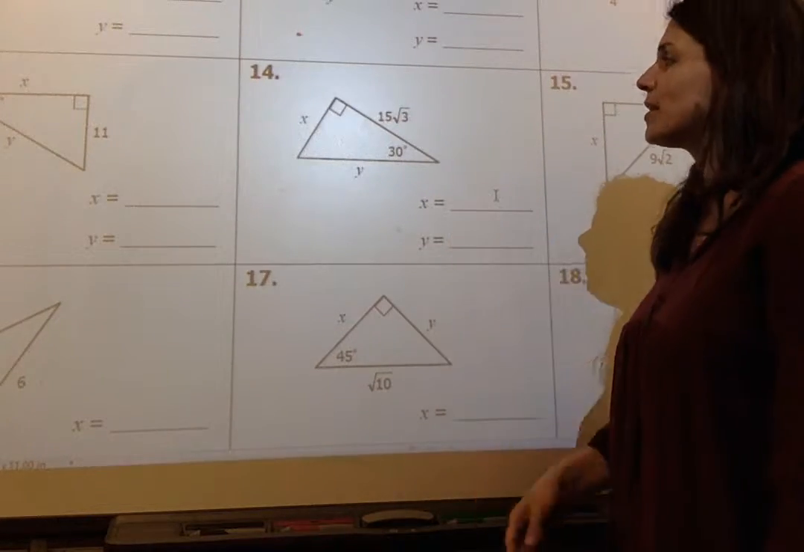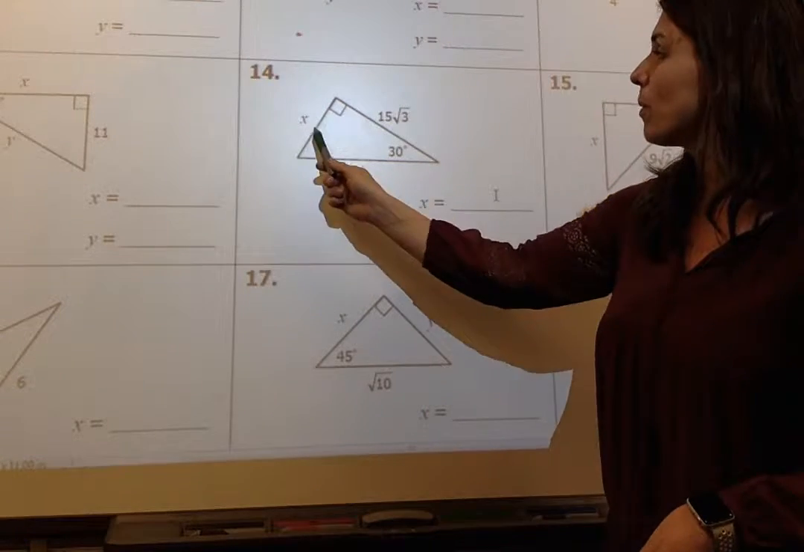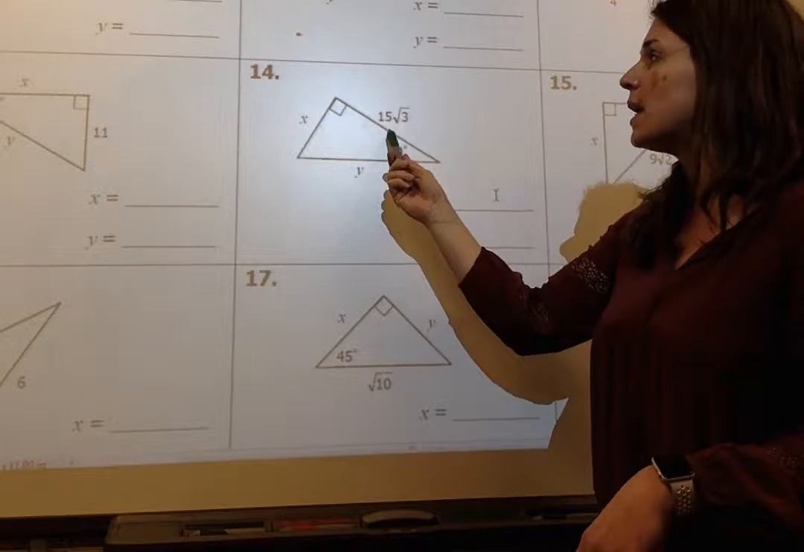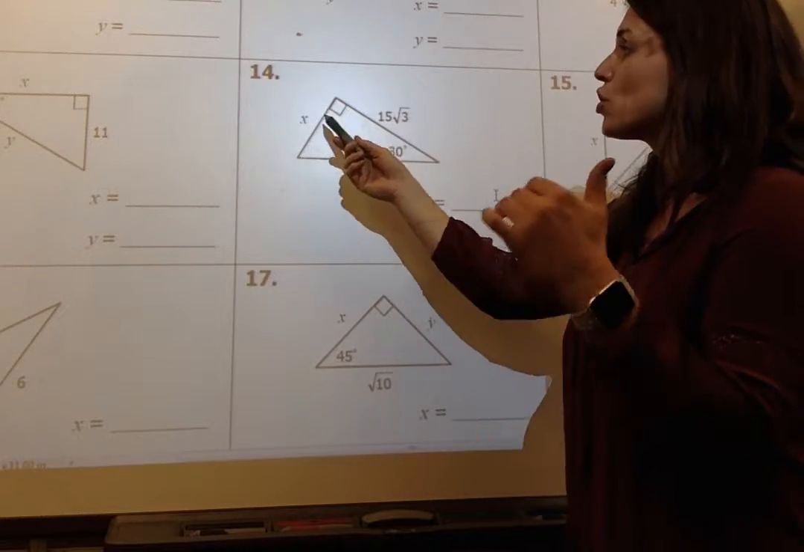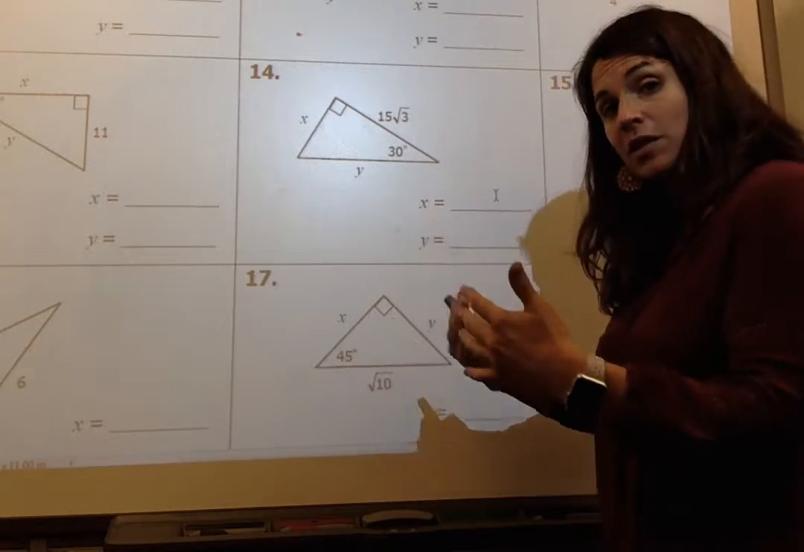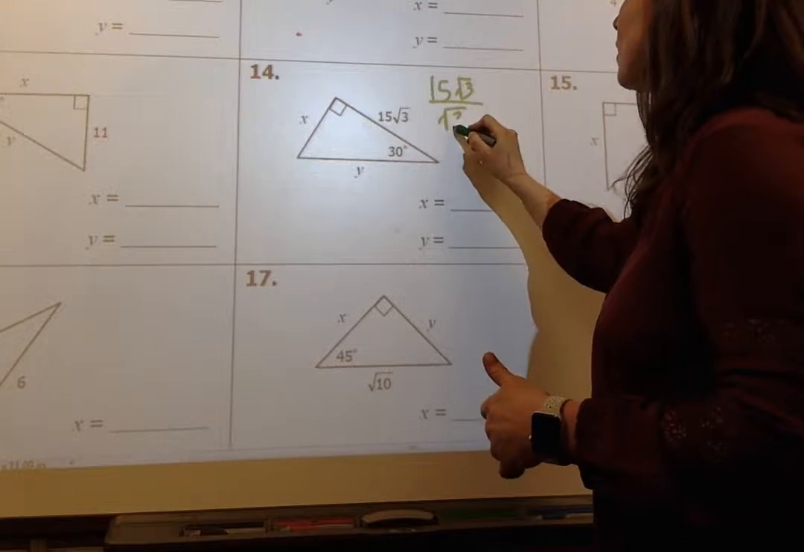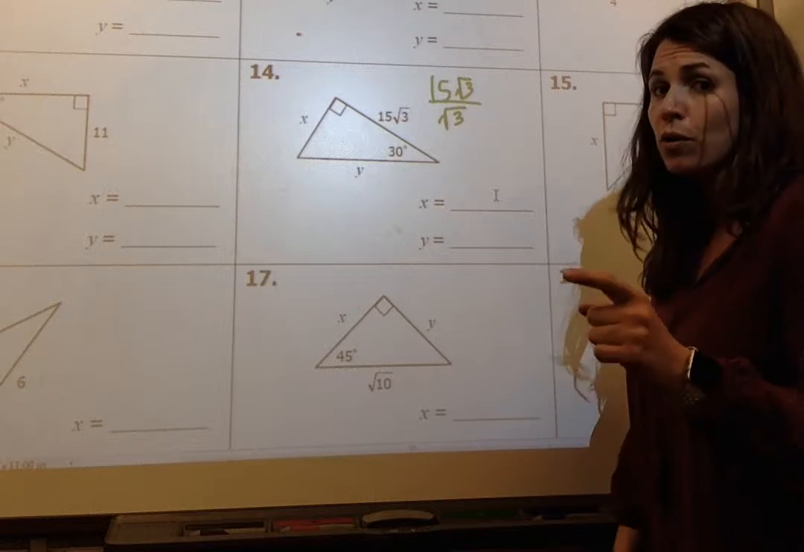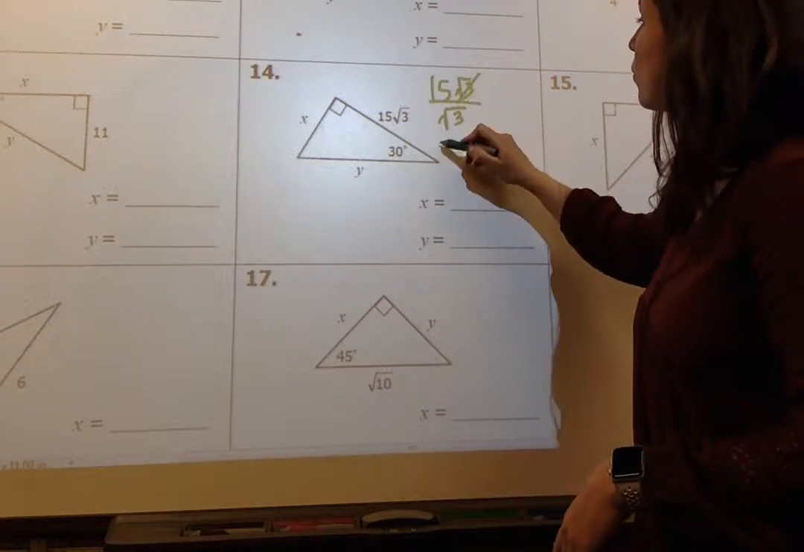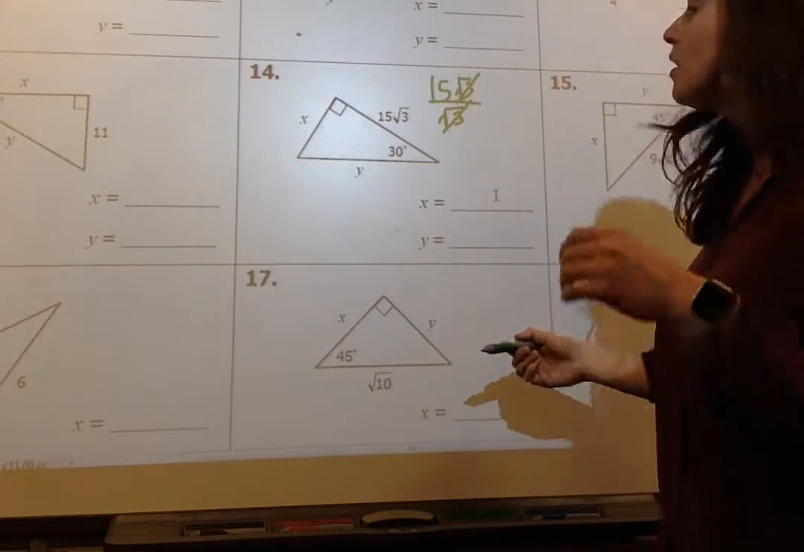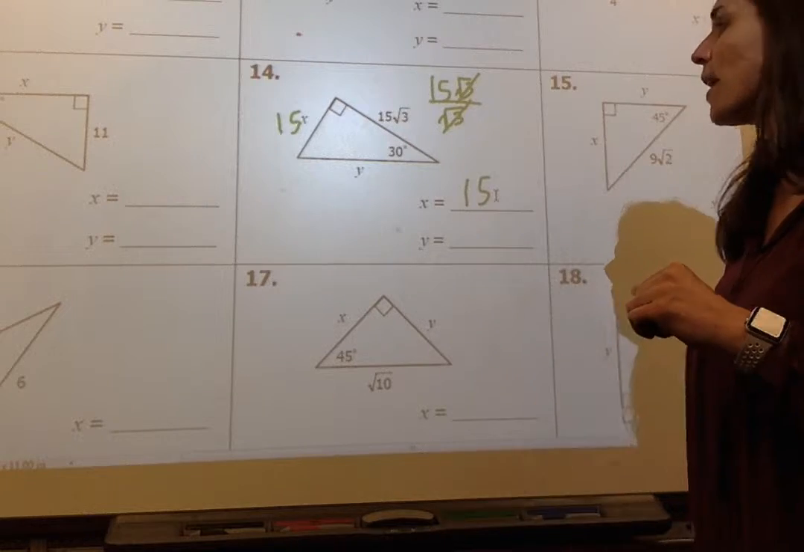So here we have a 30, 60, 90. I'm going to identify my shortest leg first. So my shortest leg is x, and my medium leg is 15 square root of 3. Well, to go from medium to short, I'm going to divide because I'm making it smaller. So I'm going to divide 15 square root of 3 by square root of 3. Remember your rule for division: anything divided by itself is 1. So square root of 3 divided by square root of 3 is 1. So it really just leaves me with 15 as my short side, which is x.